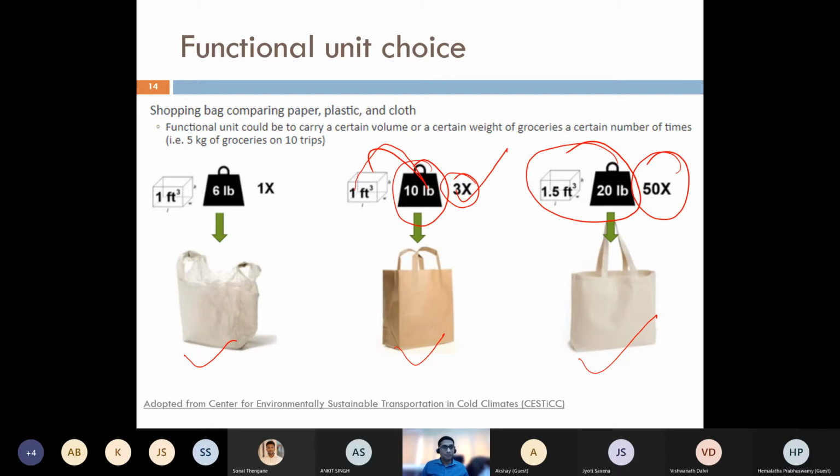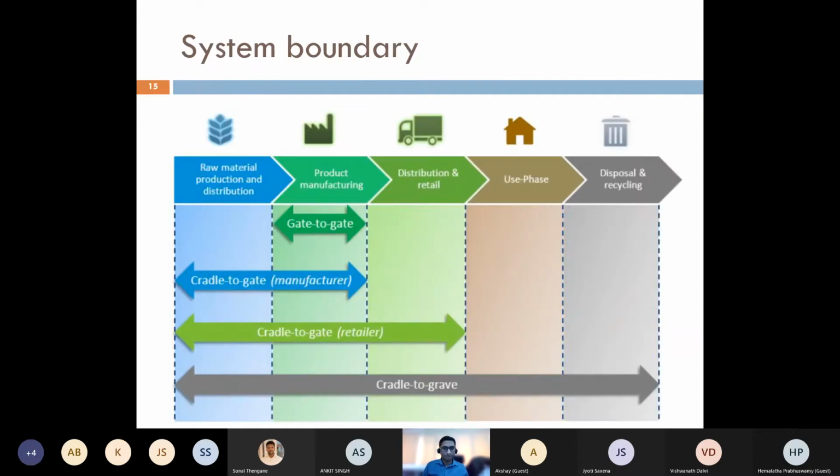the duration. So when we are trying to compare a plastic bag with a paper bag and a cloth bag, a good function unit could be this much weight for this many trips, or this volume of groceries in this many trips. So the volume would give you the quality, the amount would give you the quantity, and the trips would give you the duration aspect.